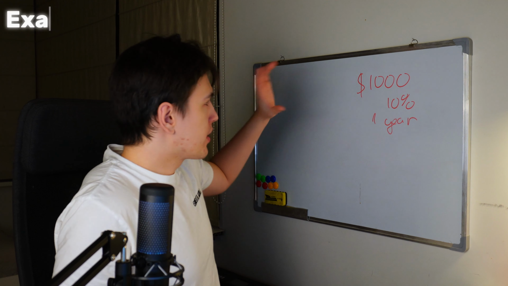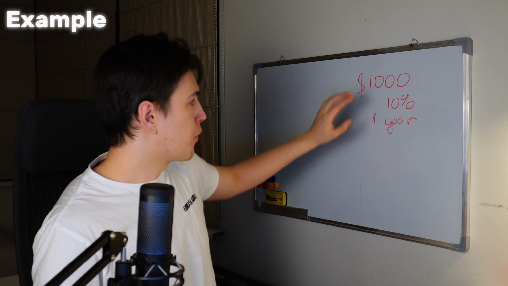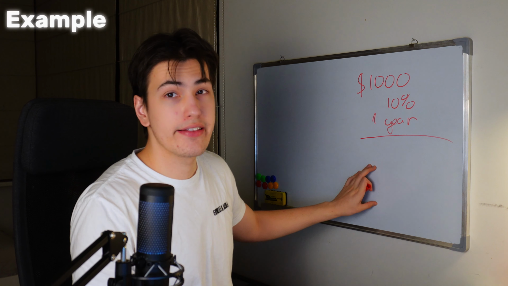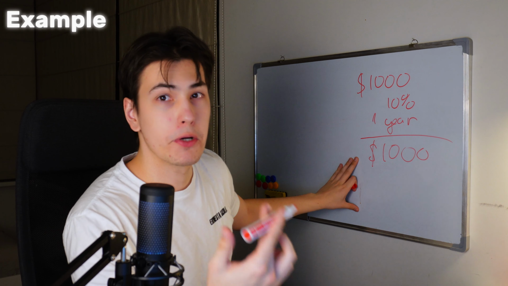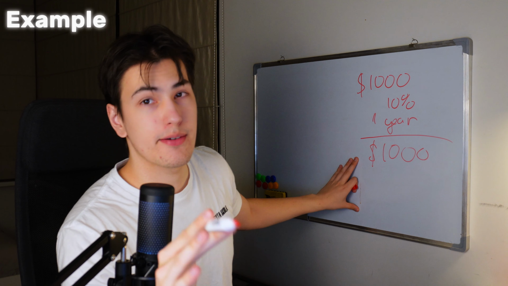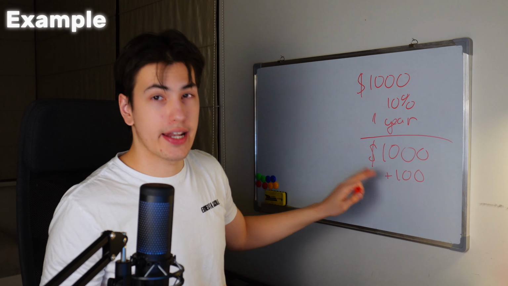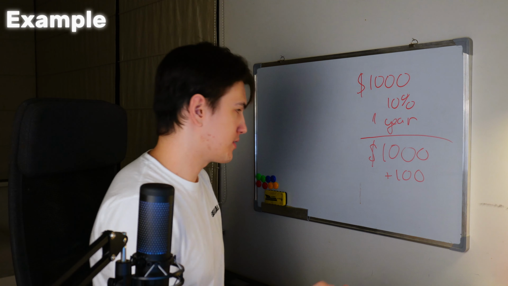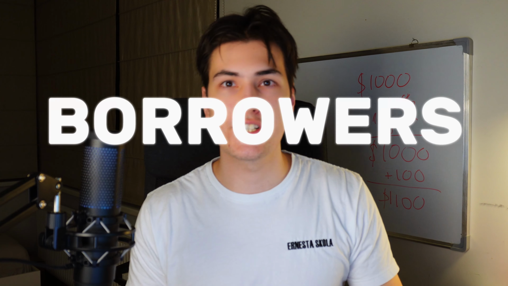So let's say you give $1,000 to your friend with 10% interest for 1 year. After a year, the friend will have to give you back the original $1,000 plus the interest, which in this case is 10% of 1,000, which is another $100. This means that in total your friend will return $1,100. This way, lenders get rewarded for saving and lending money, and borrowers cannot just infinitely borrow without any cost.